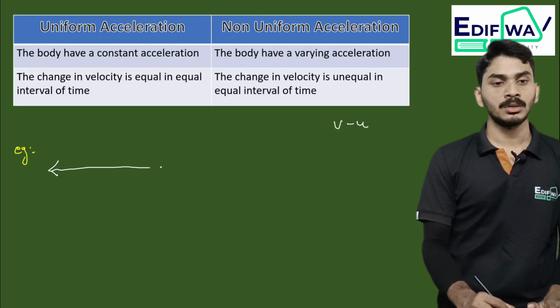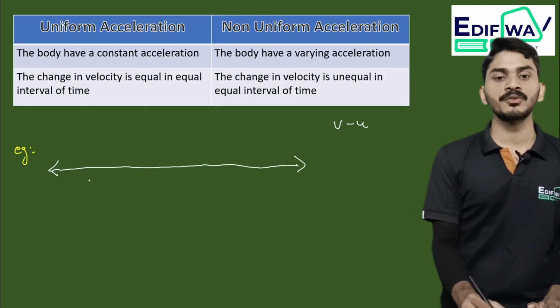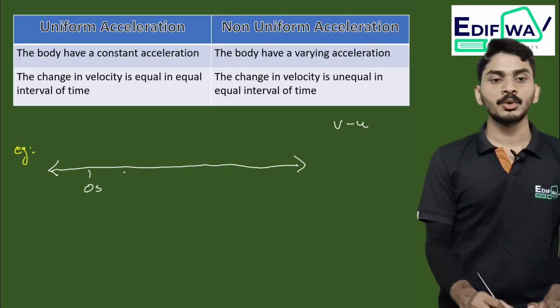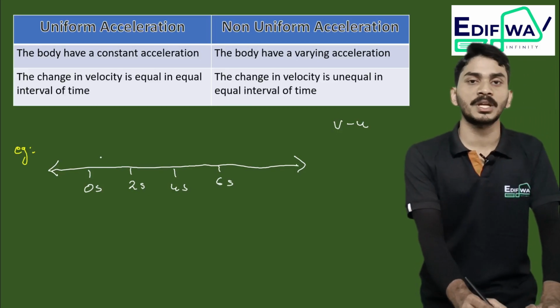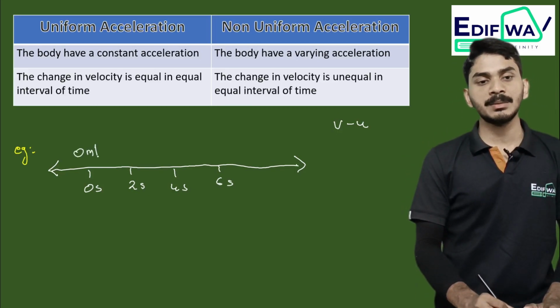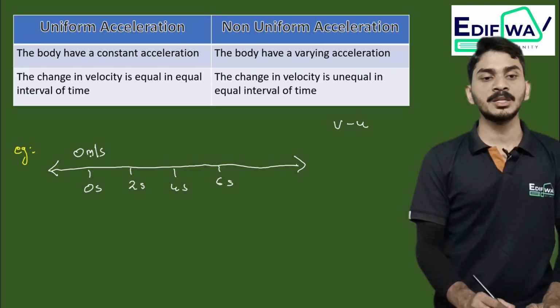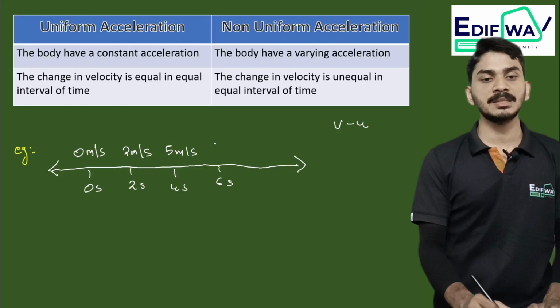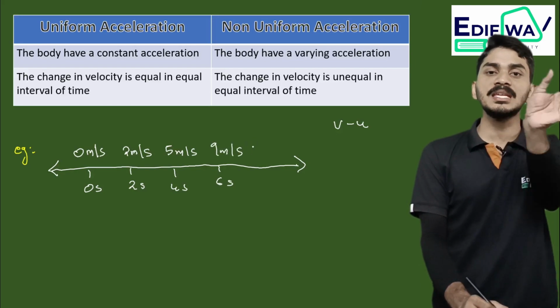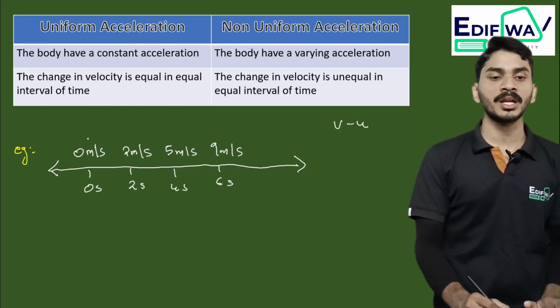So now let's consider the motion of another body. 0 seconds, 2 seconds, 4 seconds, 6 seconds, that is, equal intervals of time. Now let the velocity at 0 second be 0 meter per second. At 2 seconds, suppose it is 2 meter per second. At 4 seconds, it becomes 5 meter per second. At 6 seconds, it becomes 9 meter per second. So here you can clearly see the change in the velocity is unequal, right?